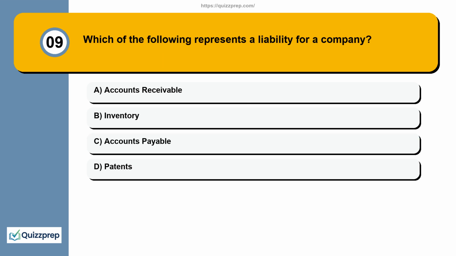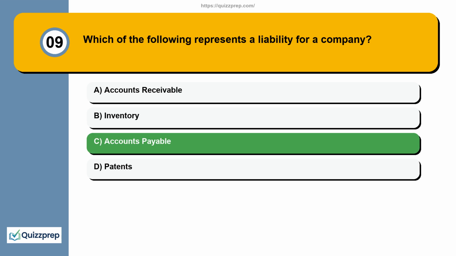Question 9. Which of the following represents a liability for a company? Here are your options. Option A. Accounts receivable. Option B. Inventory. Option C. Accounts payable. Option D. Patents. The correct answer is option C.